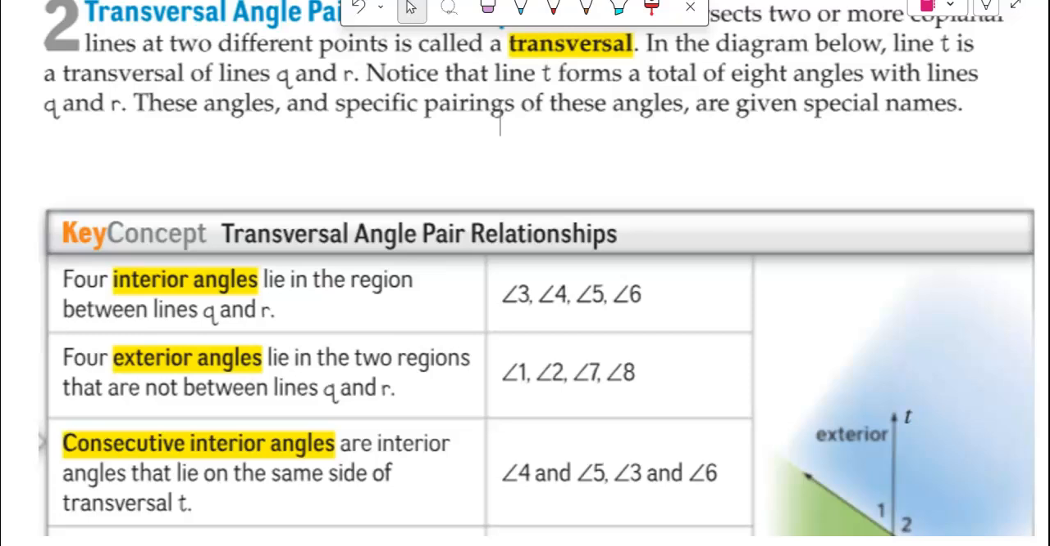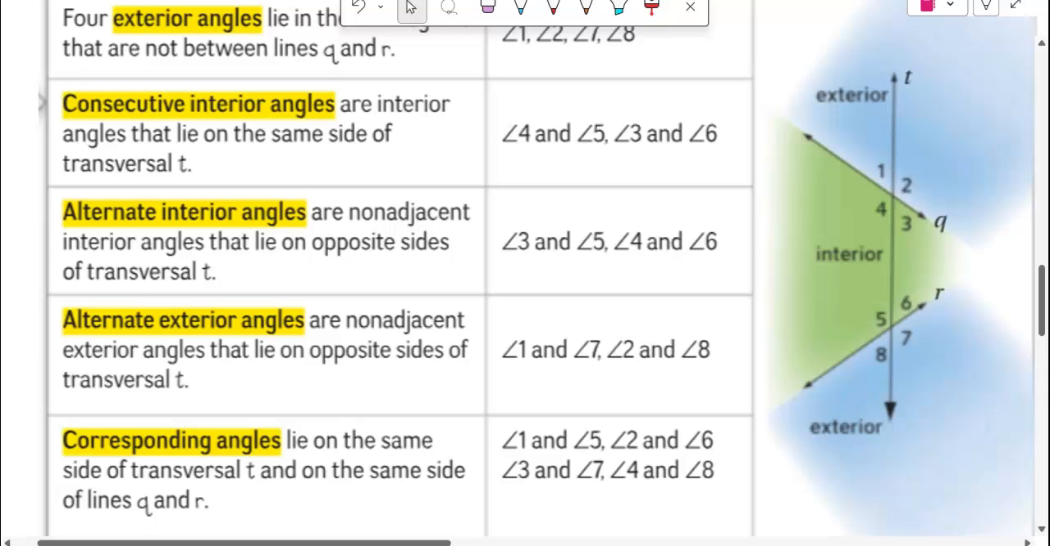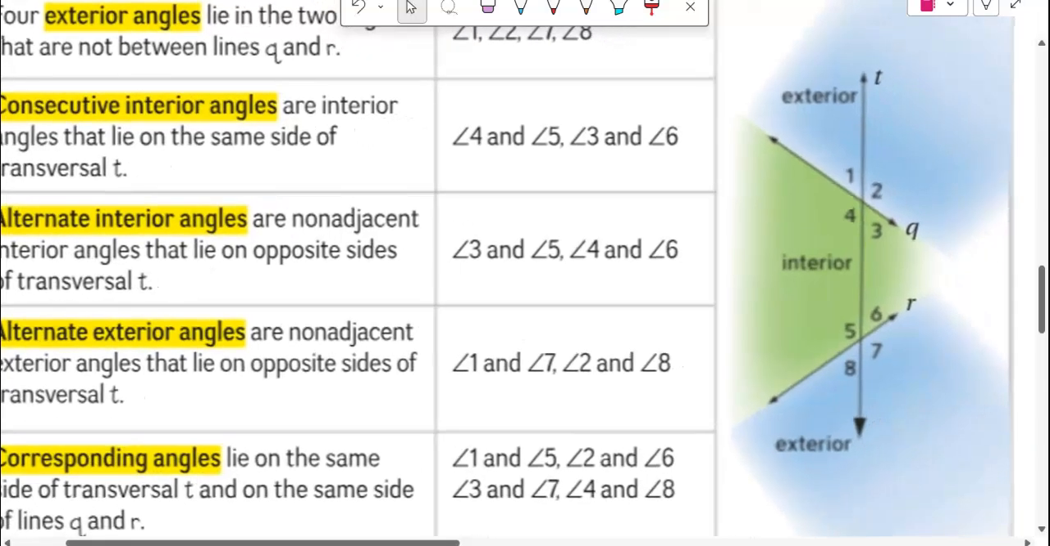Okay, and then I'm going to give y'all maybe a minute. Go ahead and copy this picture. Obviously, you don't need to copy the blue and green, but I want you to copy everything else. Go ahead and copy that picture. Take about a minute to do that.